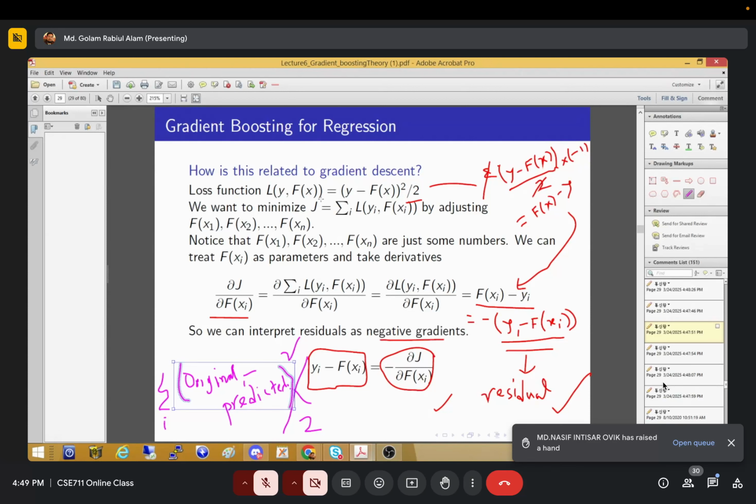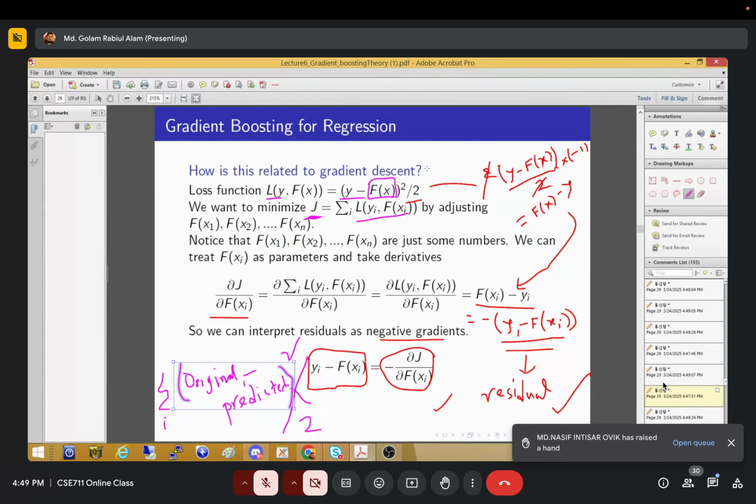So if we consider this is a loss function, J is a loss function. This one is L of y, f of x, and specifically we apply our loss function (y minus f of x) squared divided by 2. And if we take the derivative of this loss function with respect to f of x, that means f of x is our parameter to optimize, or parameter to change, but y is fixed. We cannot change the y. So that's why we have taken the derivative with respect to f of x.